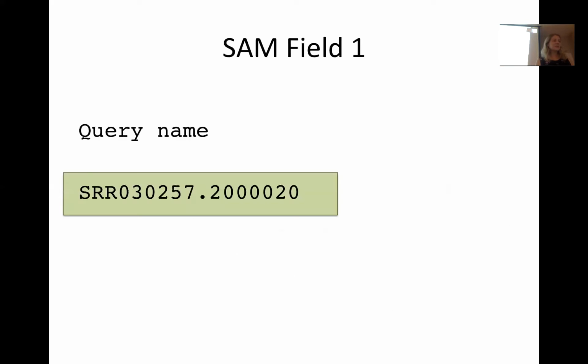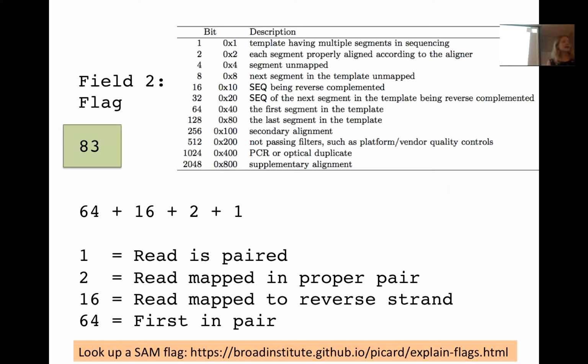So the first thing is just the sequence name. This should match up to the sequence in your FASTQ file. It should look exactly the same as your FASTQ file. Field 2 is this flag. The flag is taking a bunch of different numbers, 1 through 2048, and you kind of have to think about it like a checkbox. Like if I checked off that the template has multiple segments and they're all properly aligned, and they're PCR optical duplicates, I would take 1, 2, and 1024 and add them up and put that in this field. Which seems like a very complicated way.